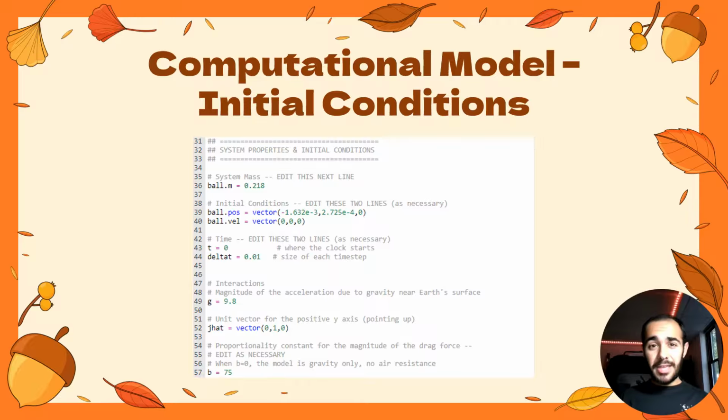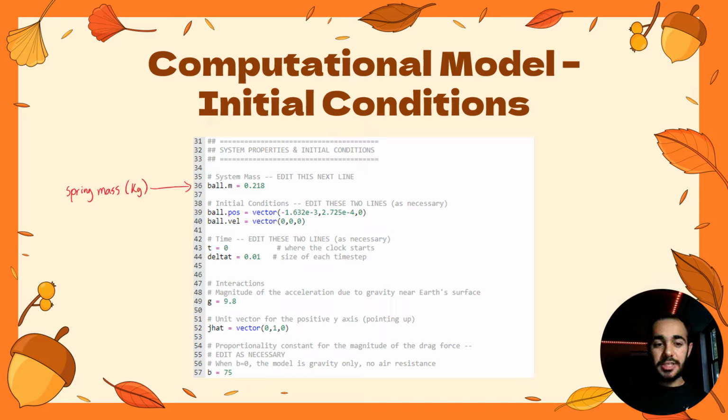Alright, and now it's time to make the code for the computational model. Now, first thing we're going to do is set all the initial conditions, and most of these were gained from the tracker analysis, such as spring mass, the initial position, the initial velocity, and the drag proportionality constant. Now, this constant just makes the drag force equation work for this lab, and it's generated through trial and error.